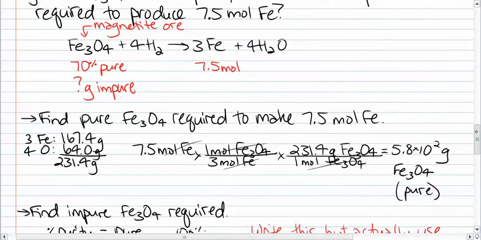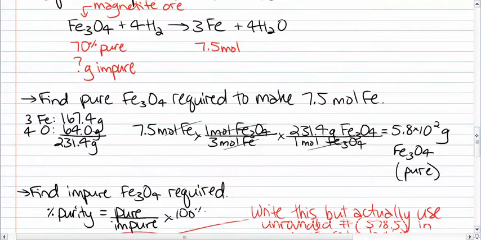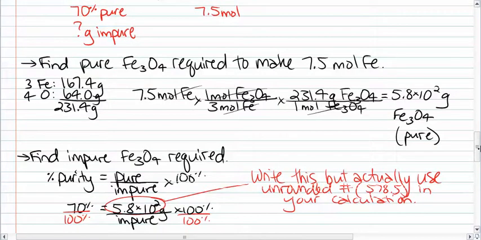So to find the impure Fe3O4 that we need, we can use the calculation: the percent purity equals pure divided by impure times 100%. We know the percent purity is 70%. We know the mass of pure that it requires, so we can substitute these values in and solve for the impure. Remember, when you're doing these calculations that have more than one step, you need to write the rounded number, but actually use the unrounded numbers in your calculations to avoid round-off error.